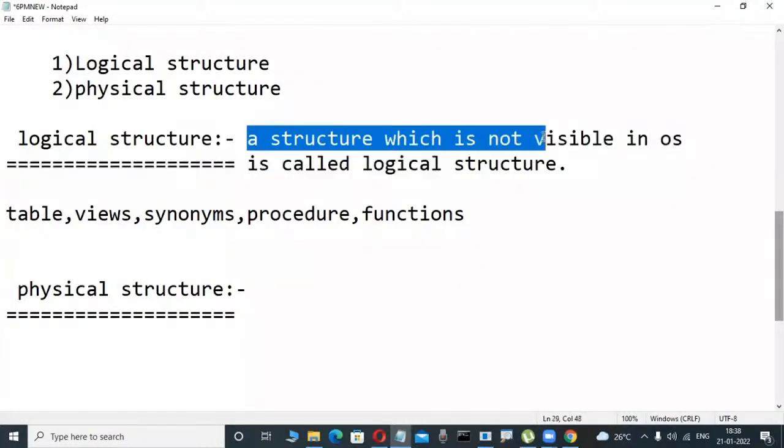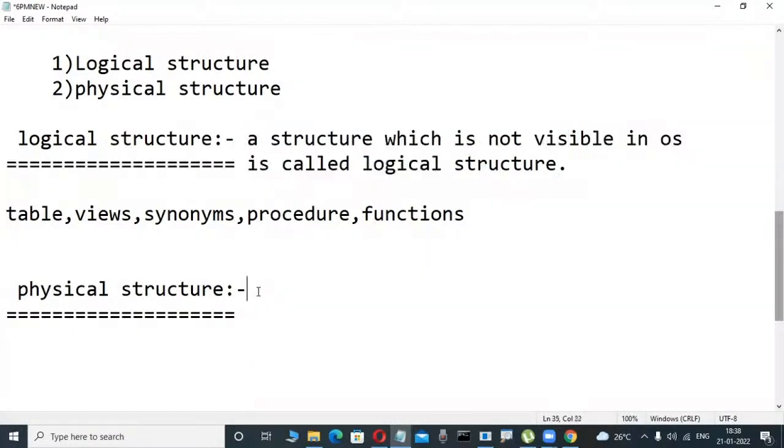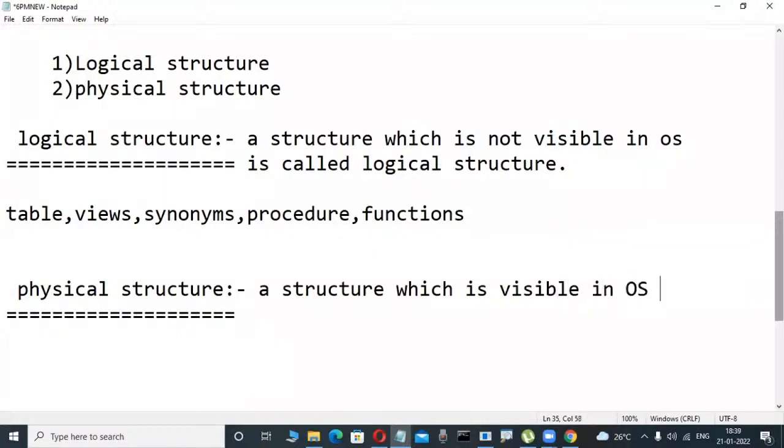A structure which is visible in the operating system. So now here, don't write it. Observe it here. A structure which is visible in the OS, the operating system, is called a physical structure.